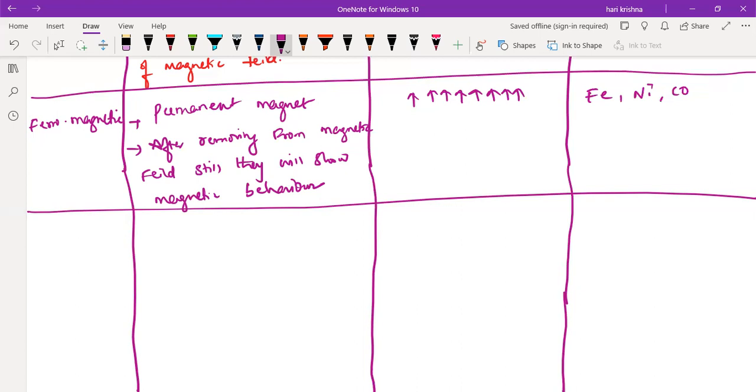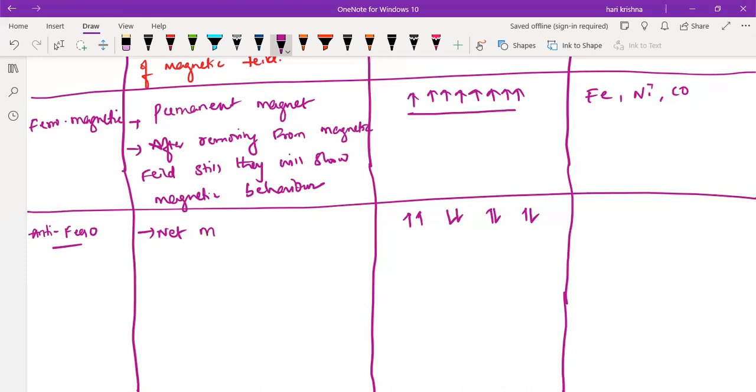The next one is the antiferro. Then what is the difference between ferro and antiferro? Only the arrangement of the domains. In the case of ferro, all the domains will be in one direction. But in the case of antiferro, all the domains will exactly cancel each other out so that the net dipole moment will be equal to 0.